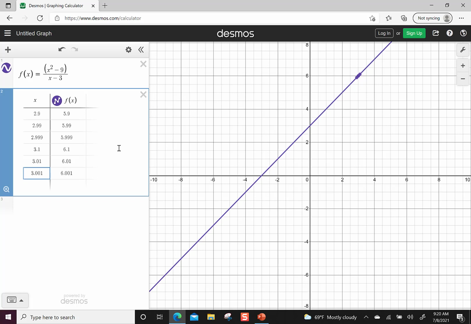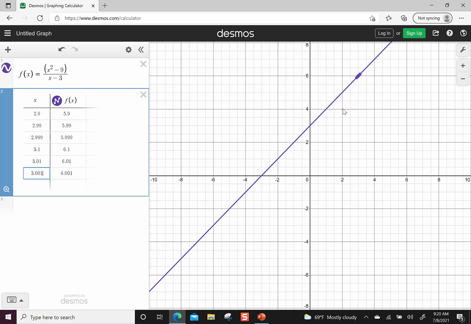At 2.99, we got 5.99. At 2.999, we got 5.999. So the closer I got to the value of 3, the closer the f of x value got to 6. On the other side, on the right side, I have 3.1, which gives me 6.1. I have 3.01, which gives me 6.01. And 3.001 gives 6.001. Again, as we got closer to 3, our f of x value got closer to 6.